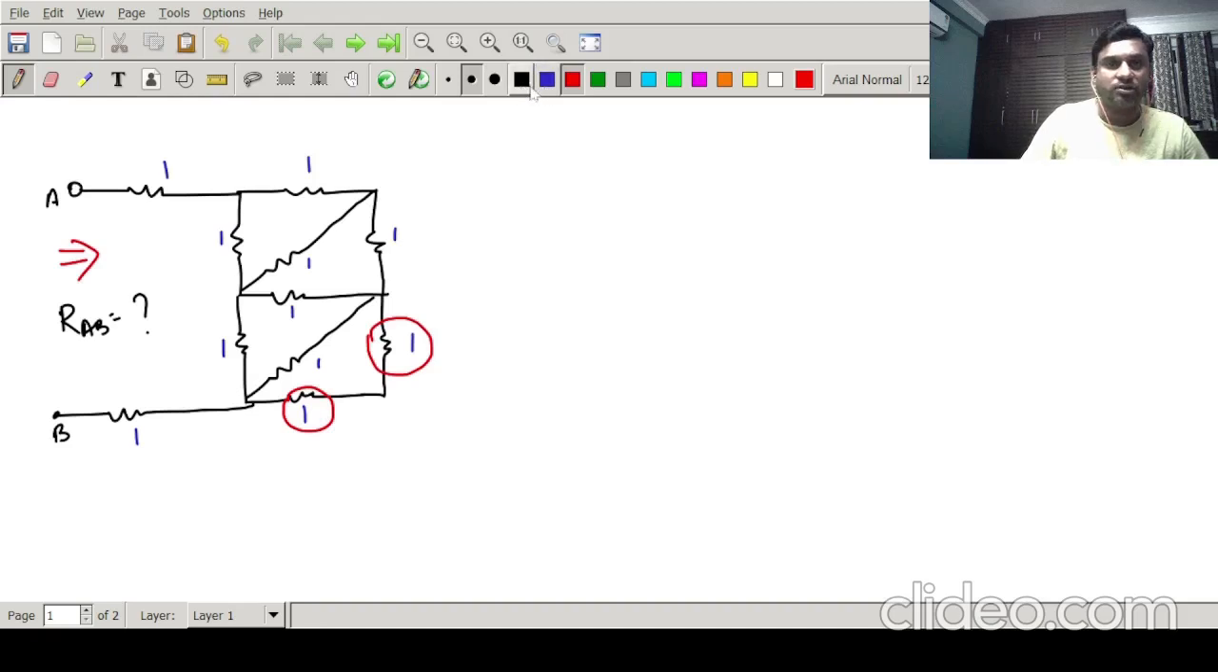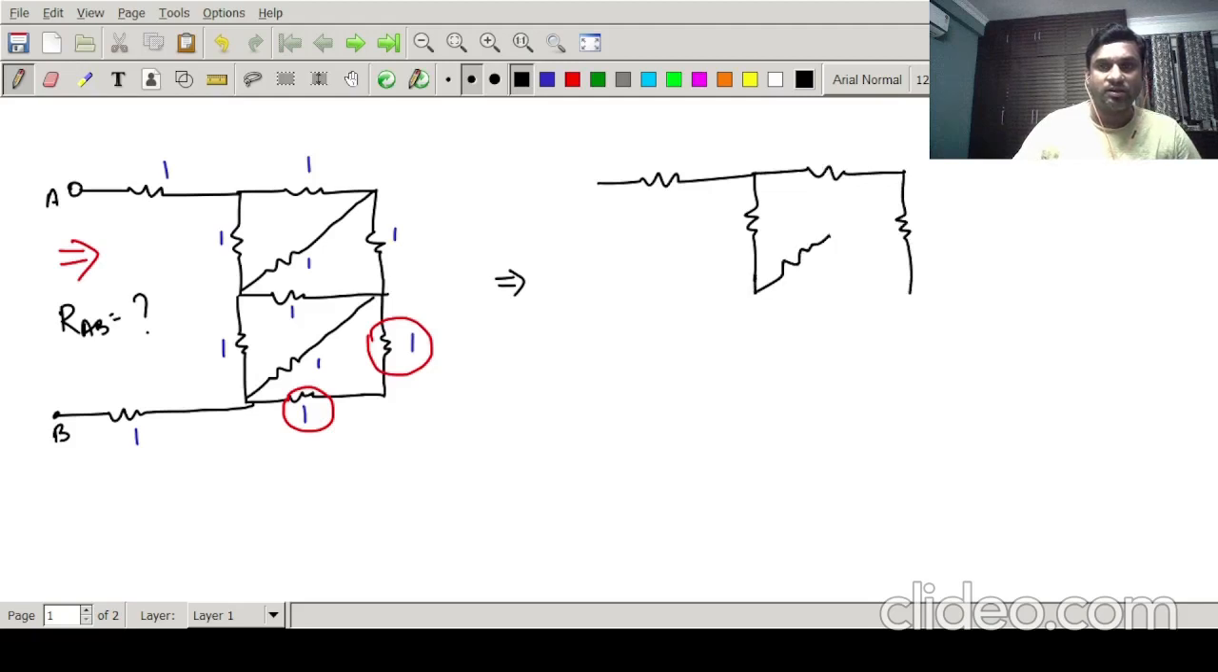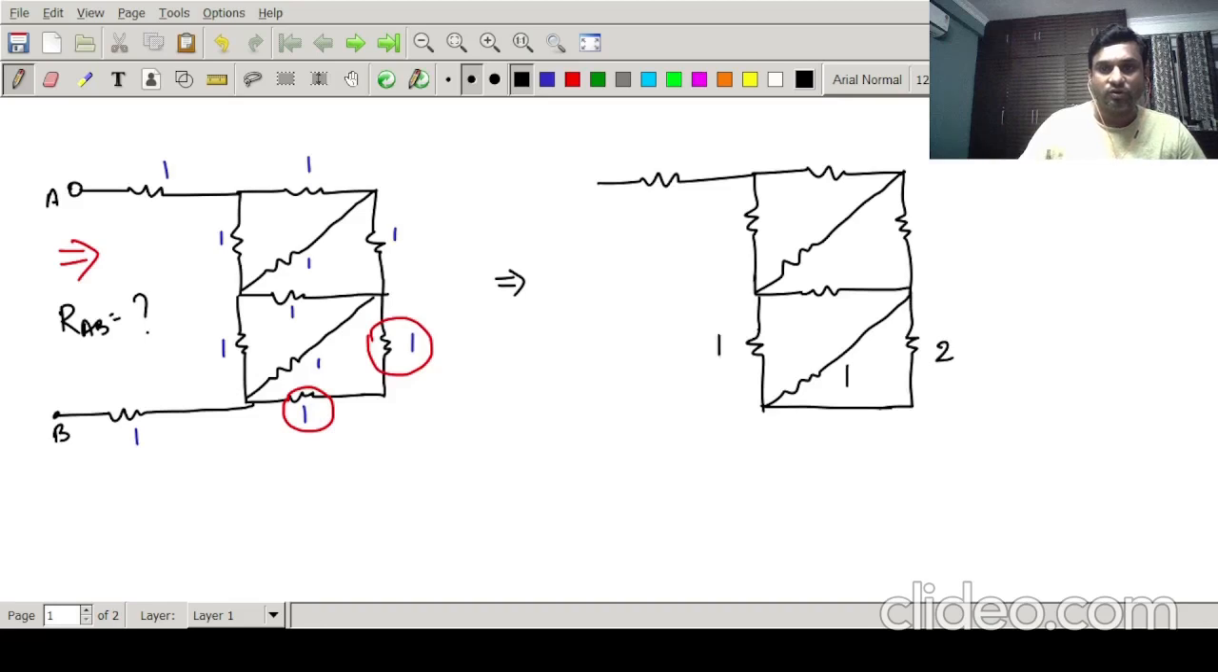So we will redraw the circuit again. All the resistance values are kept as they are. I am only changing this 1 and 1, which are in series, and I make it 2. So this 1 and 1 becomes 2, and all the other values are 1.